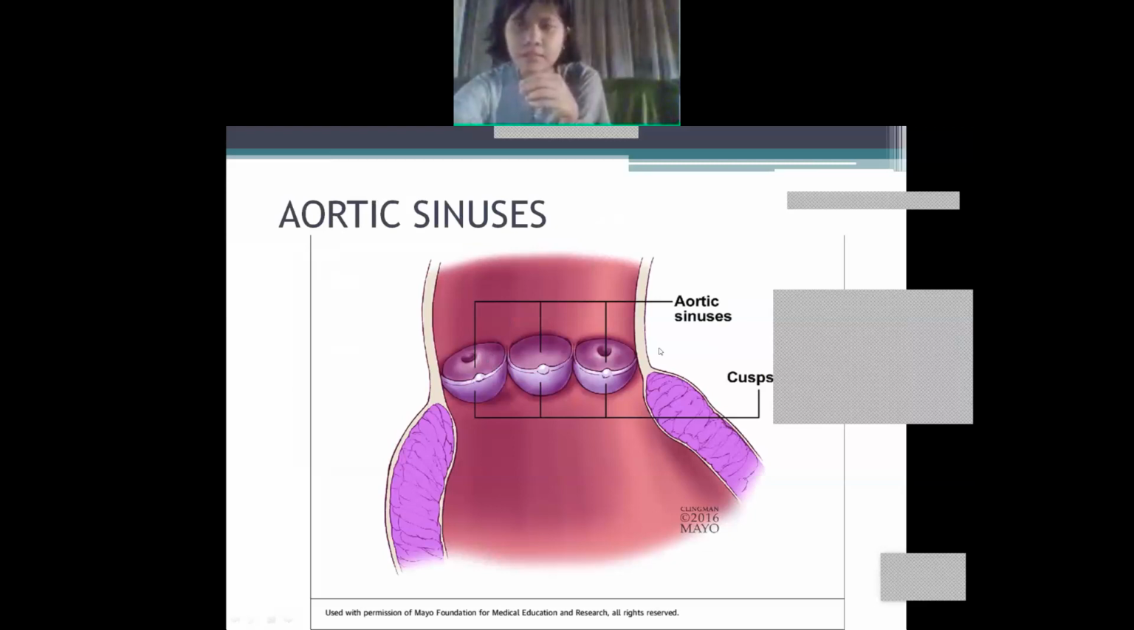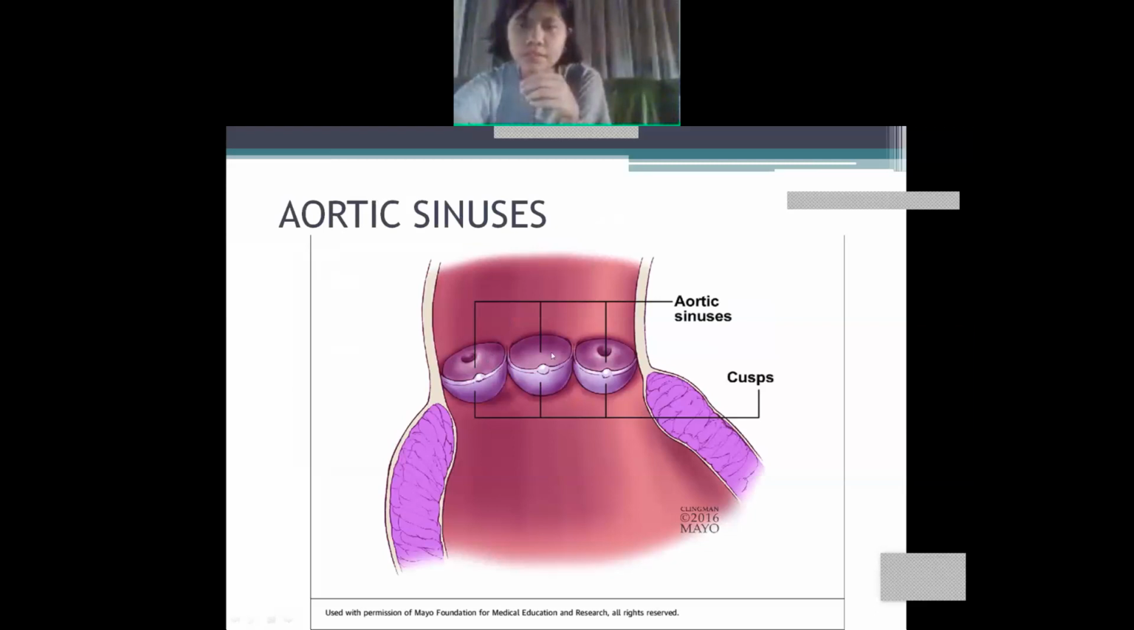So what is the name of that? They are known as aortic sinuses. This one, two, three. So they are known as aortic sinuses. Understand? One, two, three aortic sinuses.